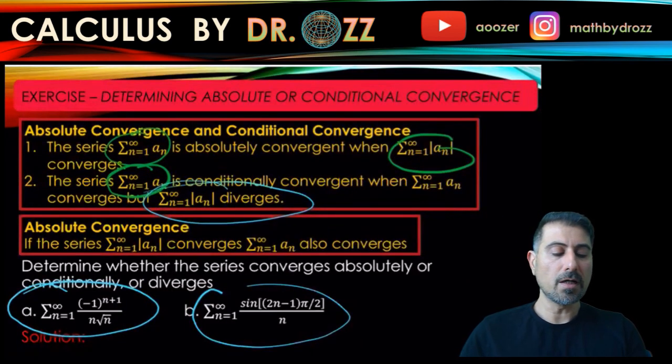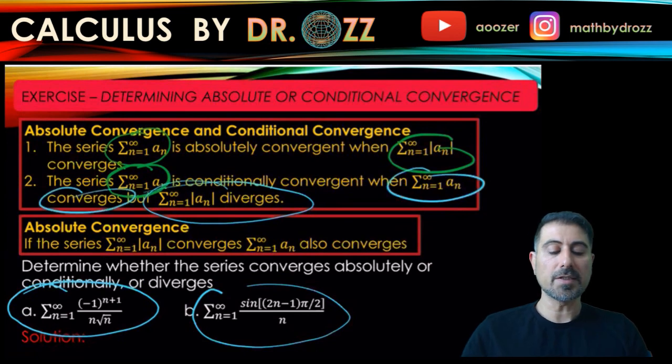Here we go. That makes it a conditionally convergent series. All right, I think that's all it is. We went through two good examples to practice conditionally and absolutely convergent series.